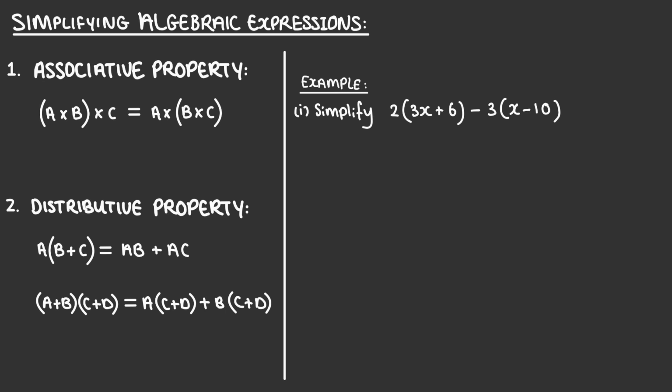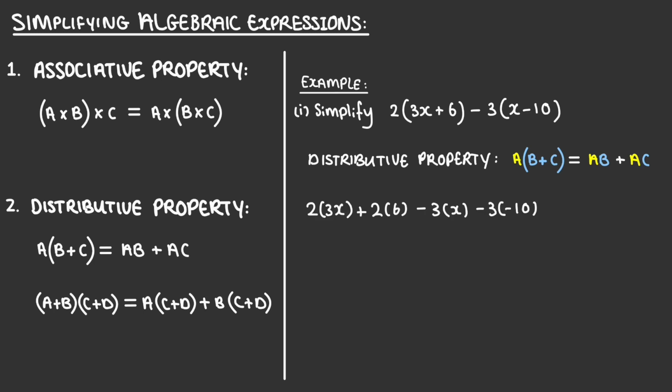So for our first example, we are asked to simplify 2 multiplied by 3x plus 6 minus 3 multiplied by x minus 10. Straight away, we can see that we must use the distributive property, since we are multiplying numbers by brackets containing multiple terms. So to begin, we multiply 2 by 3x and 2 by 6. All of these numbers have positive signs, so we must add them both together. Now we multiply minus 3 by x and minus 3 by minus 10. This simplifies to 6x plus 12 minus 3x plus 30.